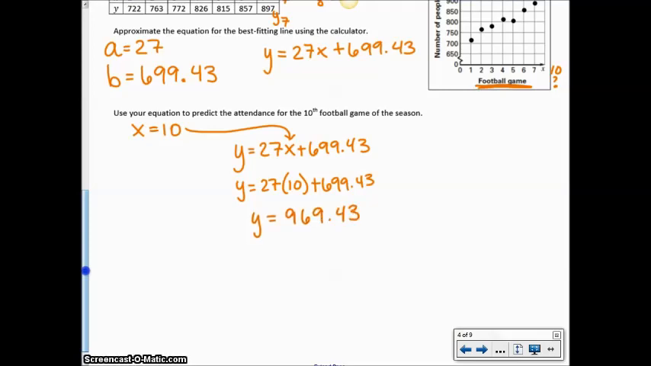969.43. I can't have 0.43 of a person, and it says predict the attendance. Since it says attendance, I know that it's talking about people. So we're just going to estimate this to be 969 people.